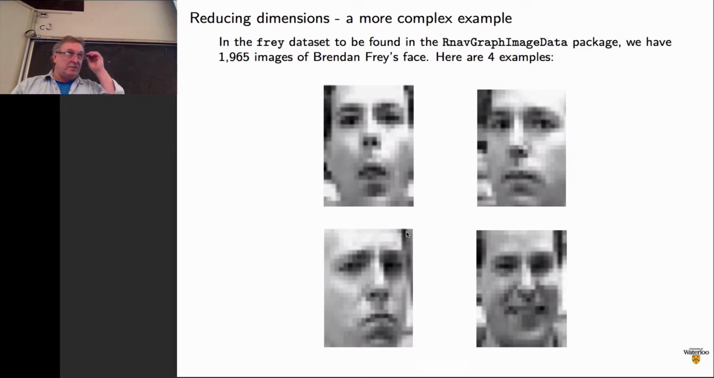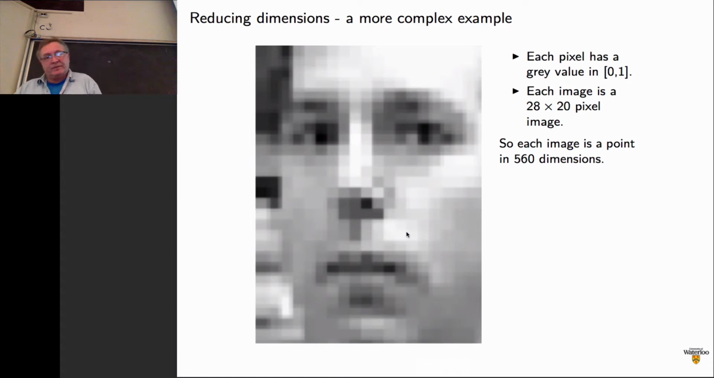What are the elements of the vector? The elements of the vector are going to be the value of that gray scale. It's going to go from 0 to 1. 0 is light, 1 is black, or vice versa, right? So it's some measure of the grayness. Every one of these is a vector in some high dimensional space. We have 28 rows and 20 columns, so the arithmetic tells me that's a point in a 560 dimensional space.